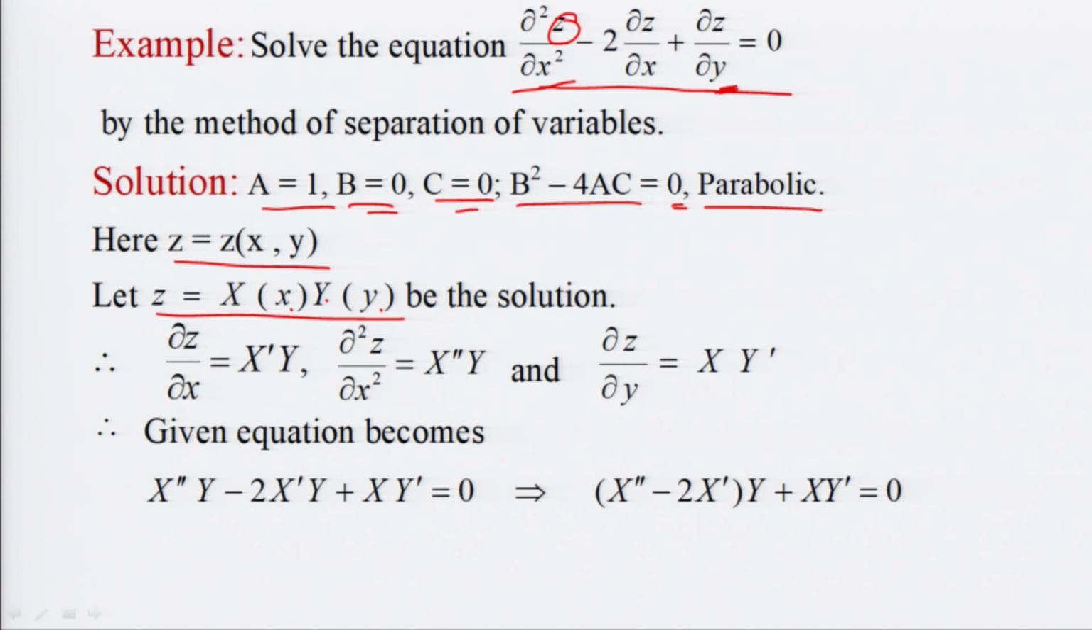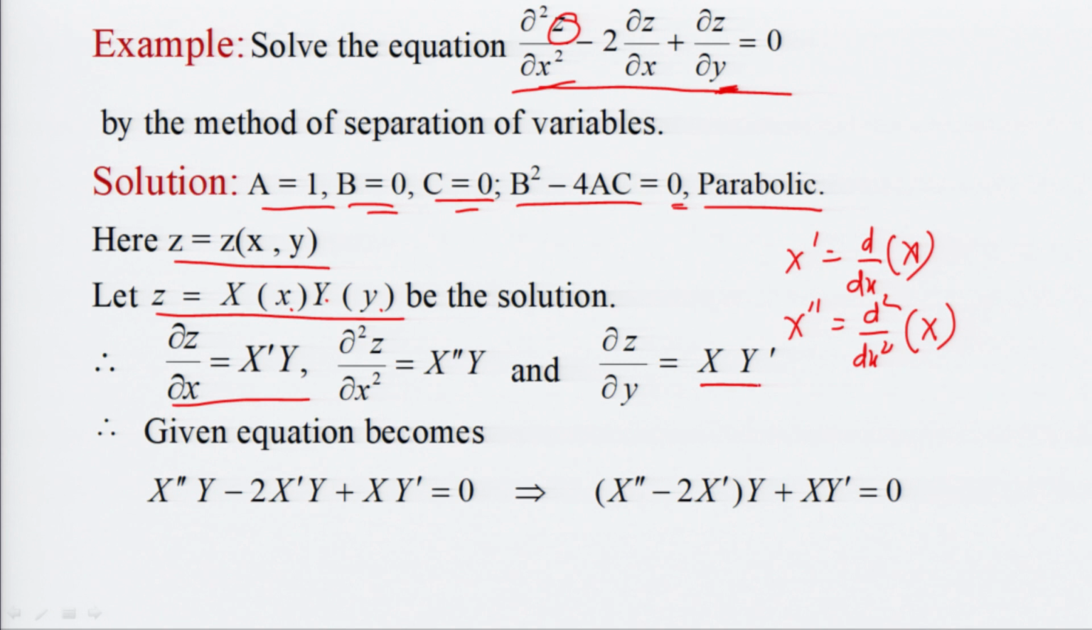If we find del z by del x, then of course, this value becomes X dash Y, and del 2 z by del x square is X double dash Y. Here X dash is nothing but d by dx of X. Similarly, X double dash is nothing but d2 by dx2 of X. So, this is the ordinary derivative. So, del z by del x is equal to X dash Y, del 2 z by del x square is equal to X double dash Y, and del z by del y is equal to X into Y dash.